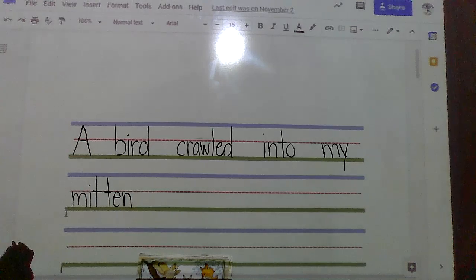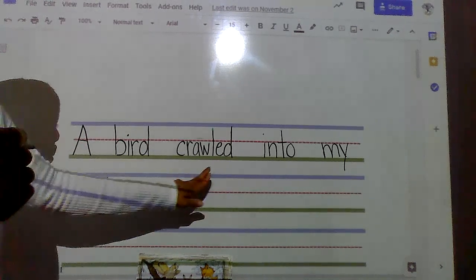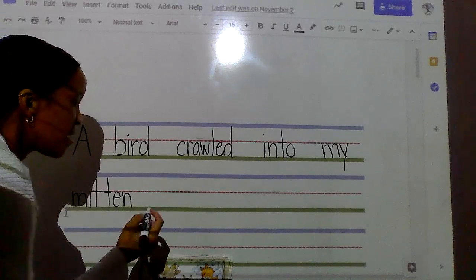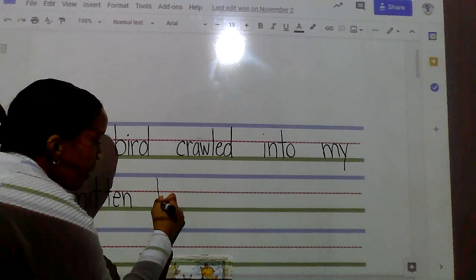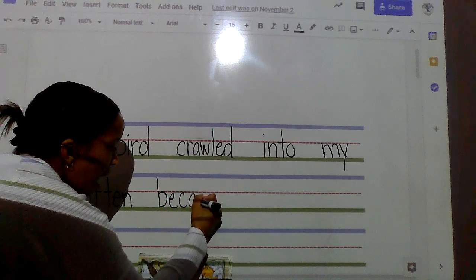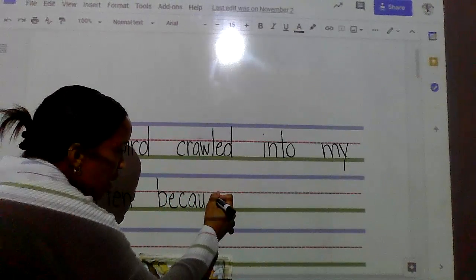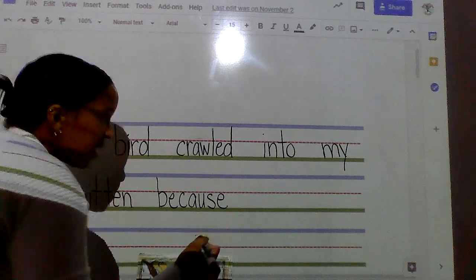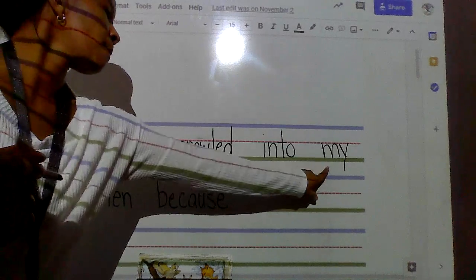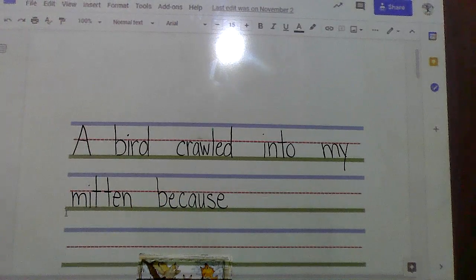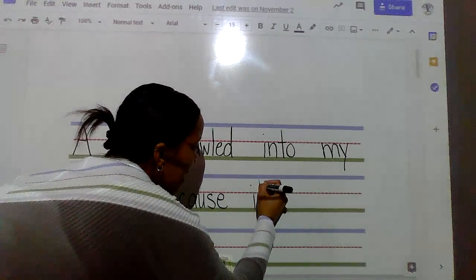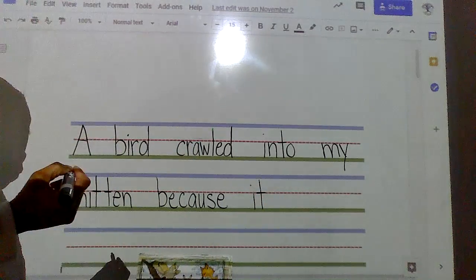Look at that. I got all my sounds in there. A bird crawled into my mitten because, which is a long word, B, E, C, A, U, S, E. Look at that big word. A bird crawled into my mitten because it's another power word. Scream it out. I, T, it forgot.